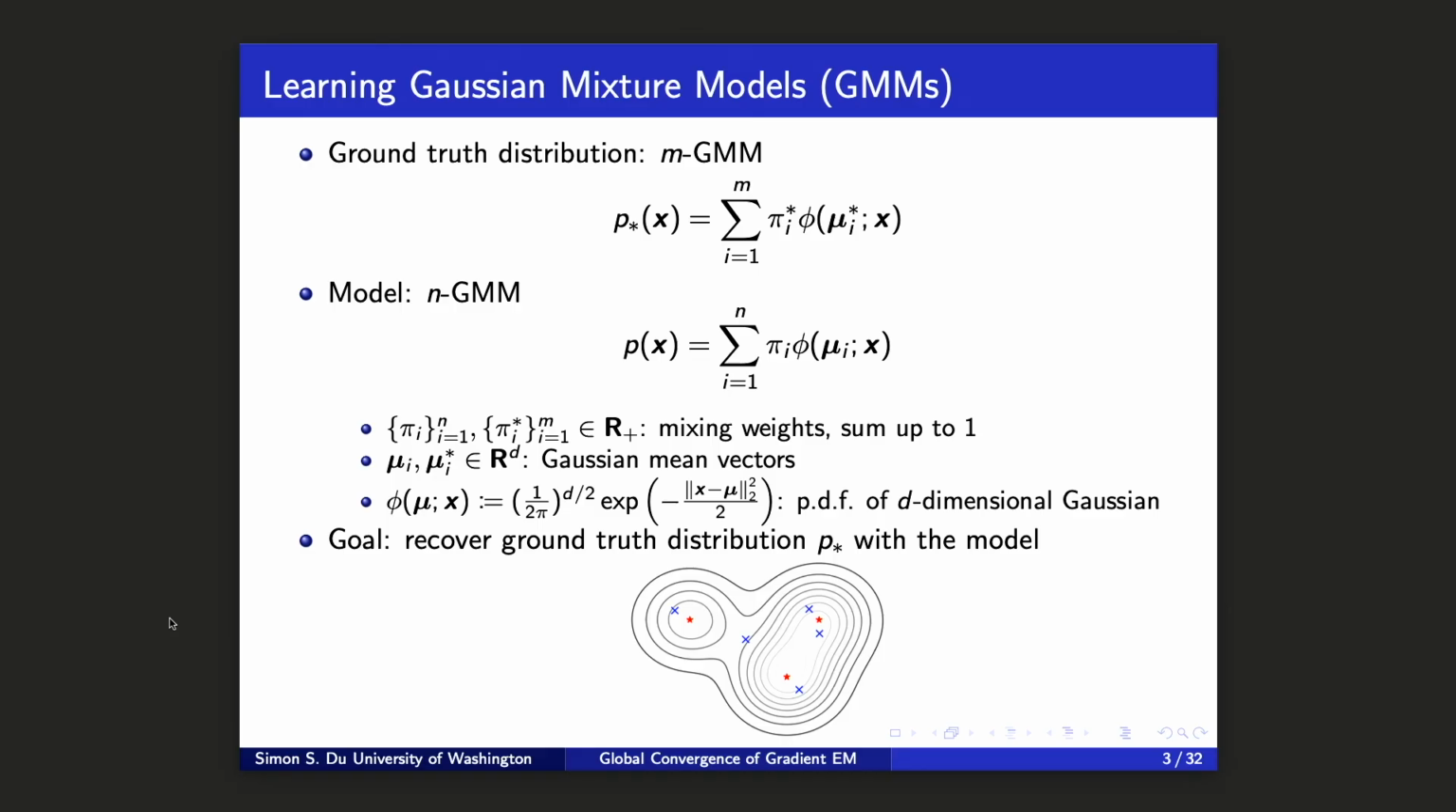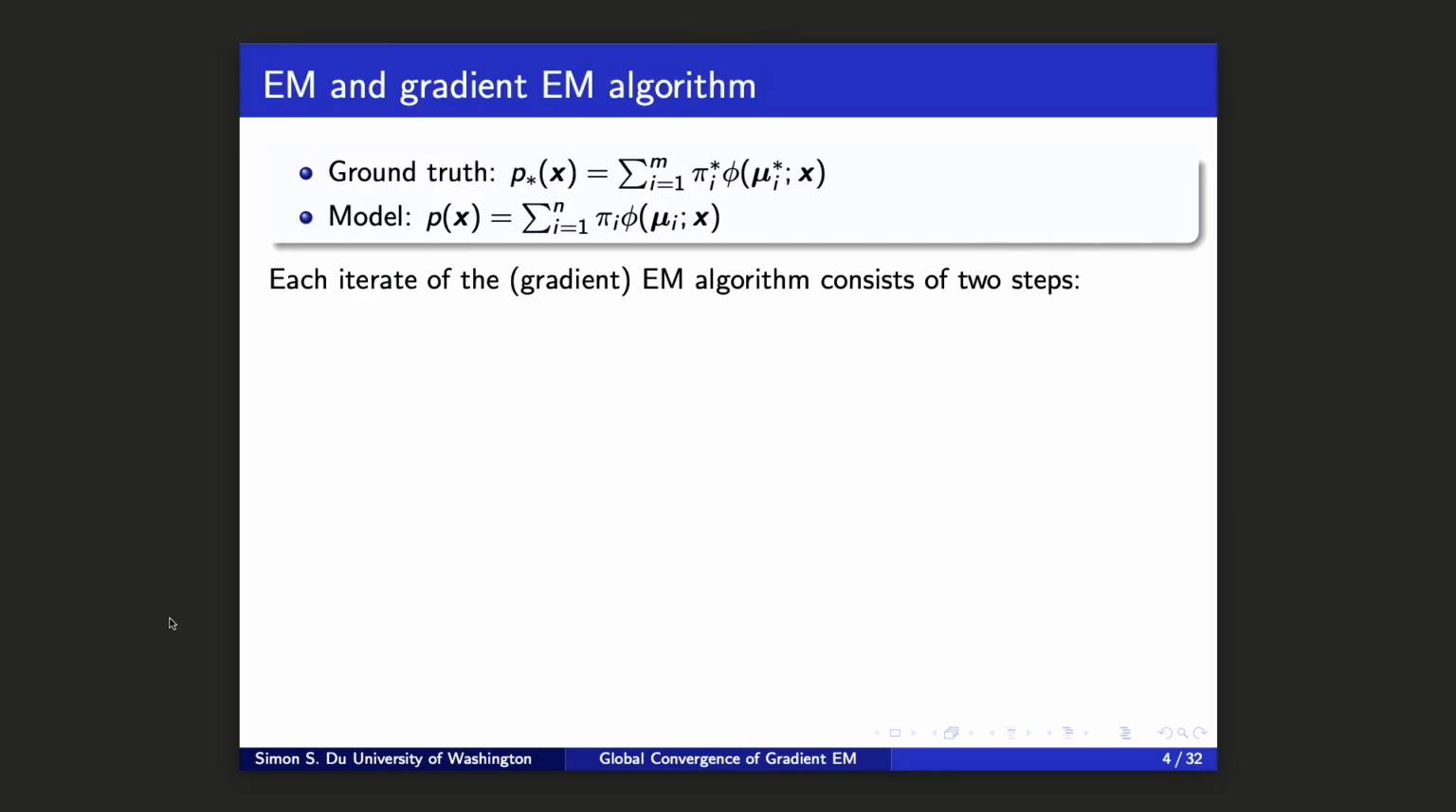So here our goal is to recover the ground truth P star, which is the ground truth Gaussian mixture model, something like this. In this talk, the red stars are the ground truth Gaussian means, and the blue crosses are our learning means. So here you can see n may not equal m, and when n is bigger than m, we call it over-parameterization because we have more parameters than necessary to learn this ground truth Gaussian mixture model. And when n equals m, we call it exact parameterization.